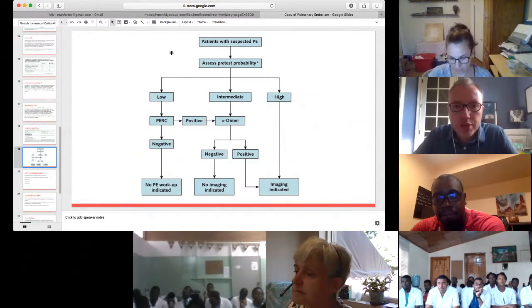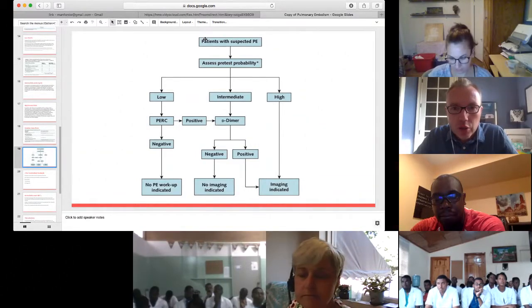So let's go through this diagram so we can understand how we're using this. Your patient comes in with a suspected PE.